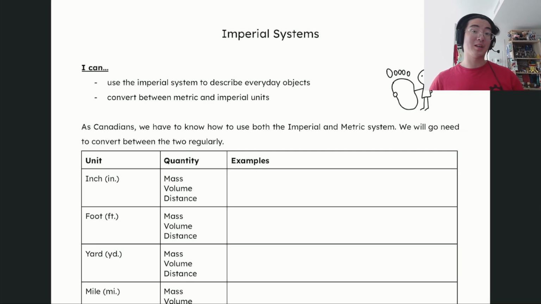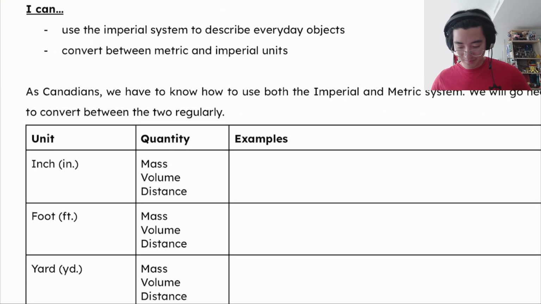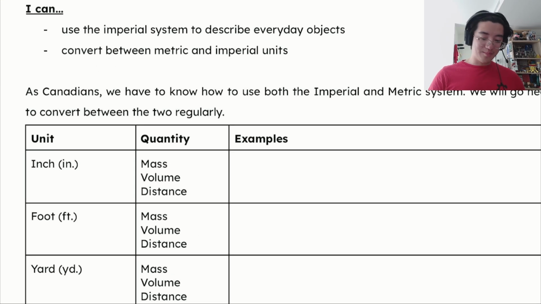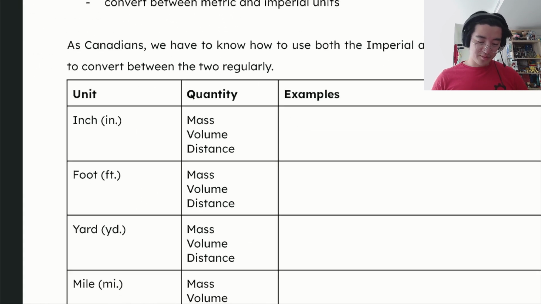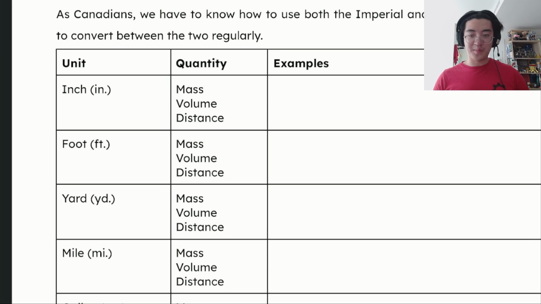So last time we talked about metric. This time we're going to convert within the Imperial system, and between the Imperial and metric. Again, very useful for Canadians because we kind of use both. Unfortunately, we do have to convert between the two pretty regularly. Fortunately, it doesn't come up too often. But anyways, we first got the inch, foot, yard, mile.